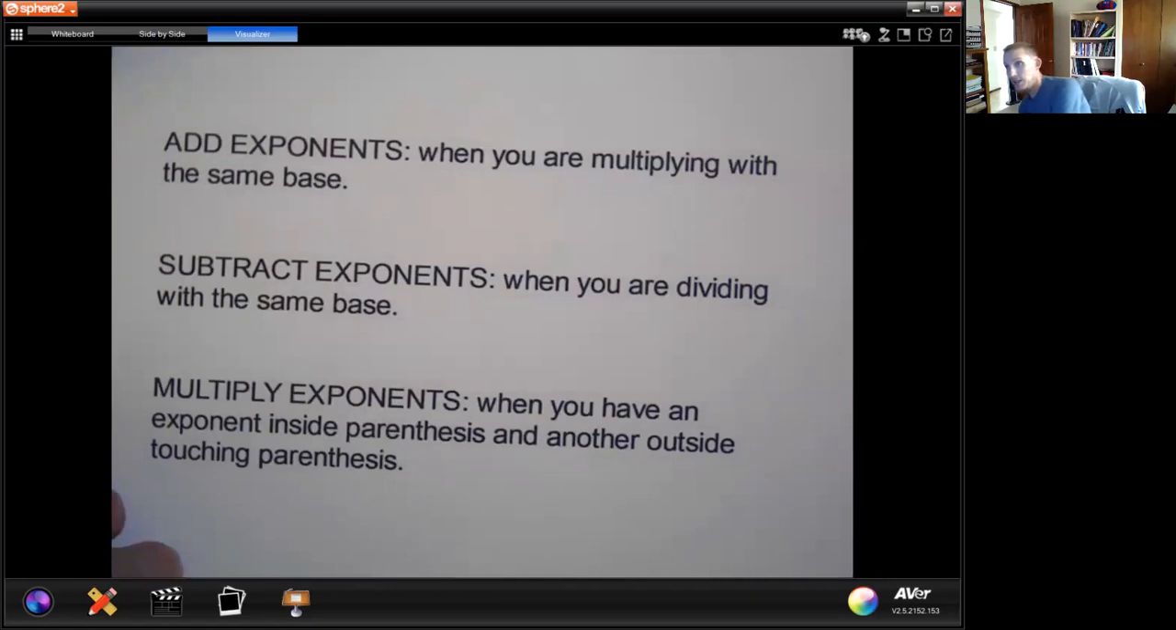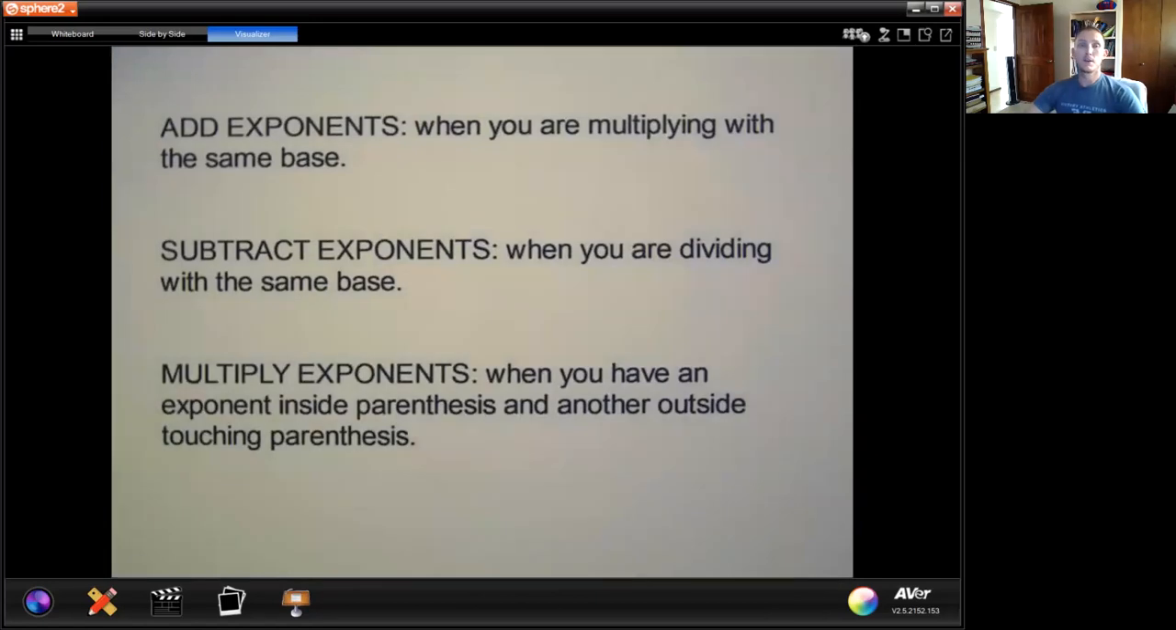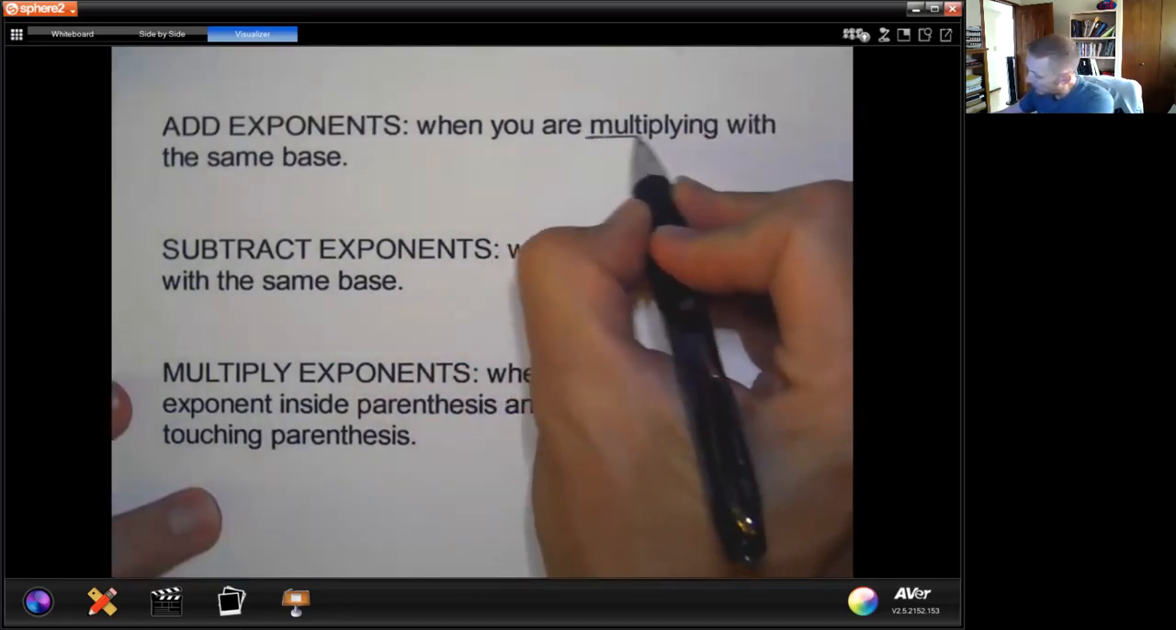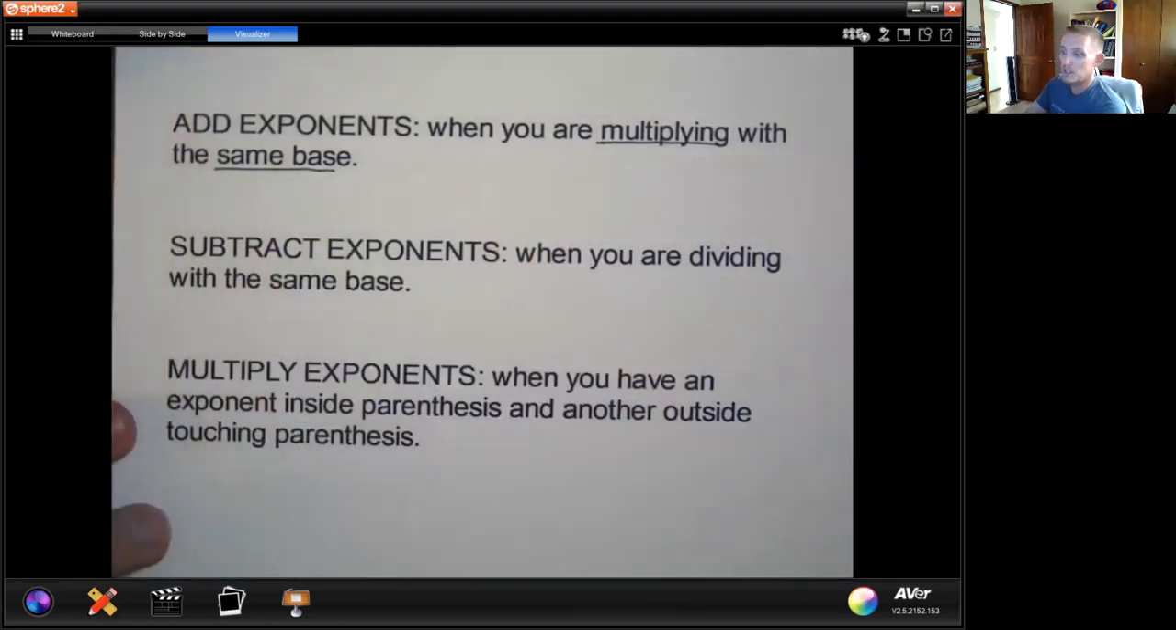The second part for our exponent notes are going to be what to do when I have multiple terms, multiple bases, multiple exponents. There's going to be 3 basic rules, and you're going to learn some fancier terminology for this in high school. But we're going to add exponents when you are multiplying with the same base. So if I am multiplying with the same base, you're going to add exponents. And that's because, remember, an exponent is an instruction. So that instruction is going to change.